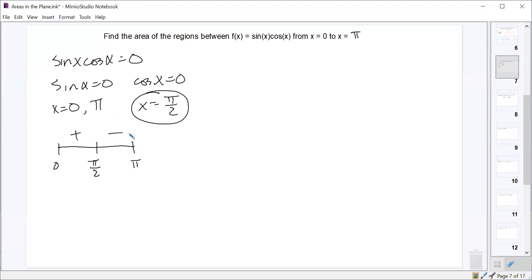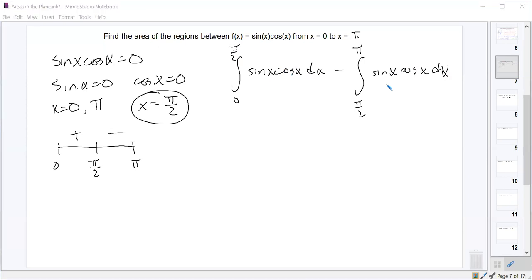So what we need to do is integrate from 0 to pi over 2 of sine x cosine x, and then subtract the integral from pi over 2 to pi of sine x cosine x, the opposite of it. If you want to write them together as one whole expression, you can. You could also do each one separately: do the first one, then find the opposite of the second one, and then add them together, but this will work too.